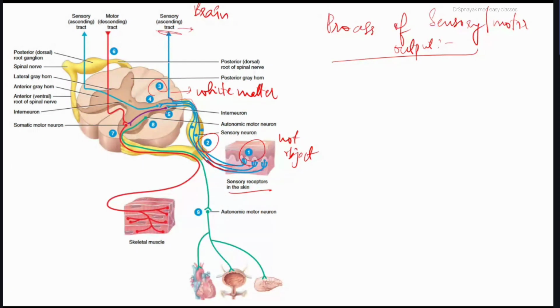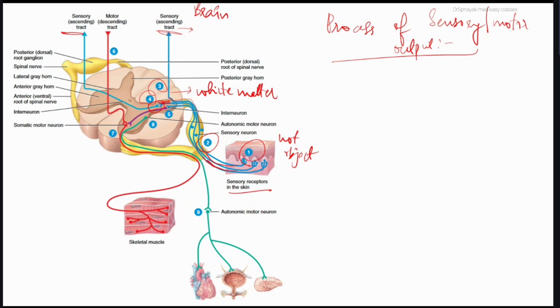Then axons of sensory neurons also enter the posterior gray horn. As we can see in the fourth process, this is the posterior gray horn. It enters the posterior gray horn and there is a synapse with the interneuron. And then it extends to the white matter and it again ascends to the brain. Then axons of sensory neurons also form a synapse with interneurons, and it also forms a synapse with the somatic neuron.